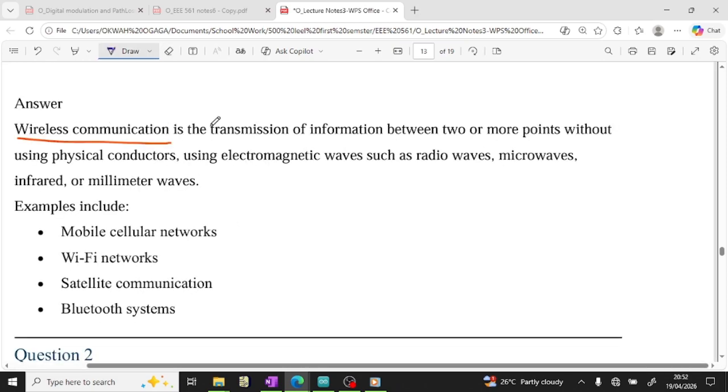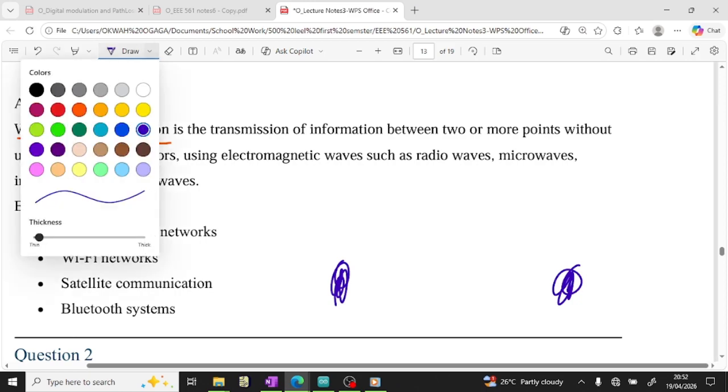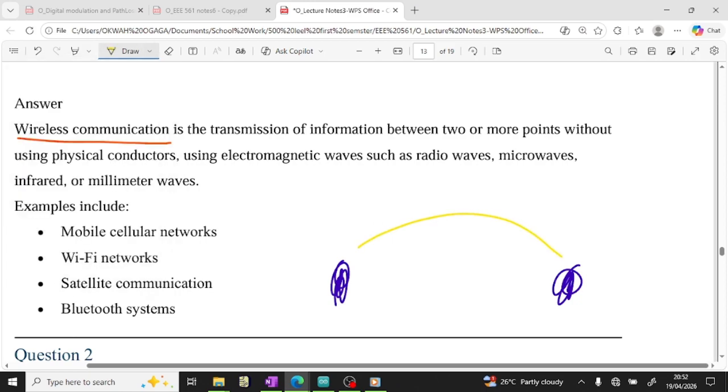So wireless communication is the transmission of information between two or more points. Take this as one point and this as another point. When information goes from one point to the other, that's transmission of information without physical conductors. When you transmit information without using physical conductors, this is wireless communication.